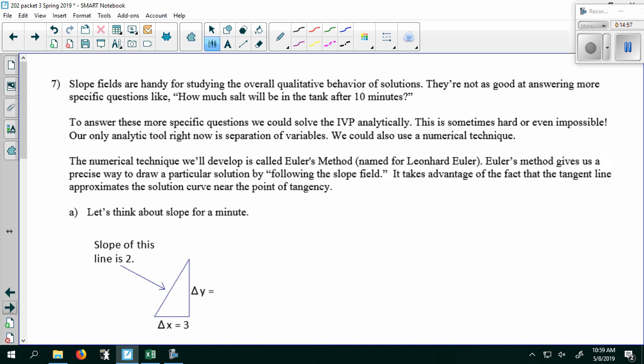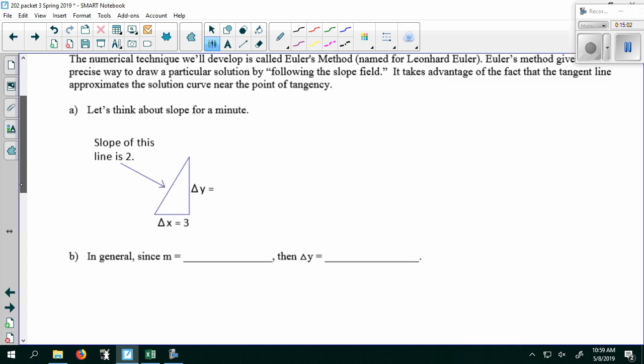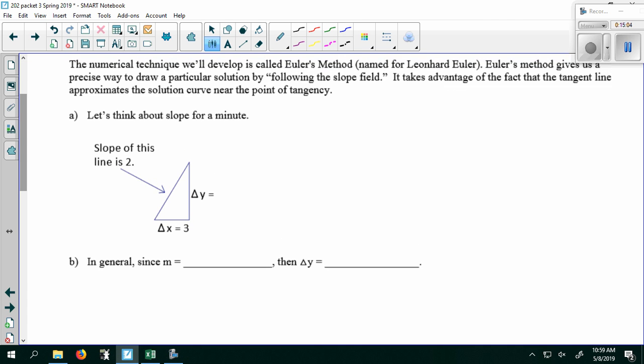So instead of doing it analytically, we're going to use a numerical technique. The numerical technique we'll develop is called Euler's Method, named for Leonhard Euler. It gives us a precise way to draw a particular solution by following the slope field. It takes advantage of the fact that the tangent line approximates the solution curve near the point of tangency.